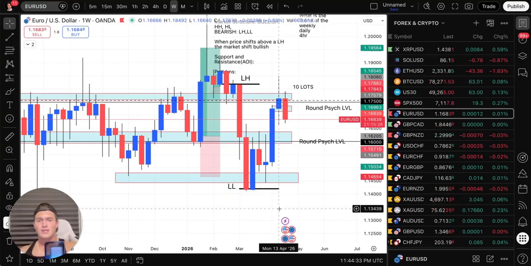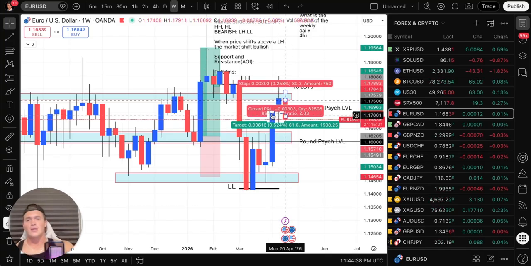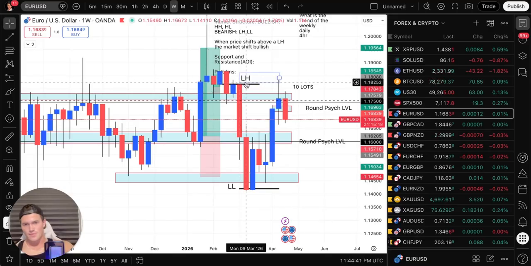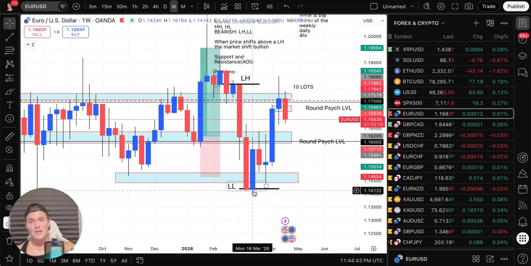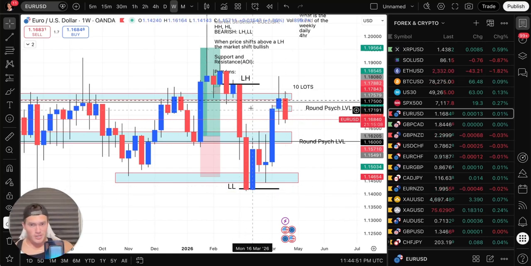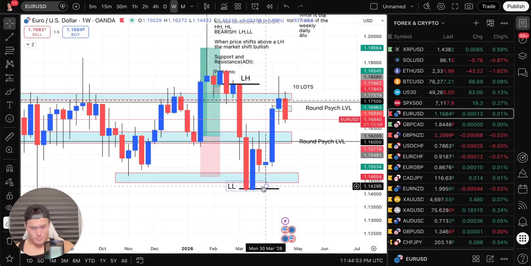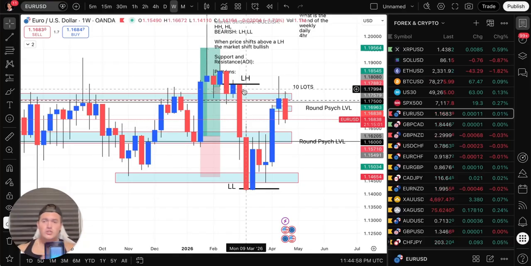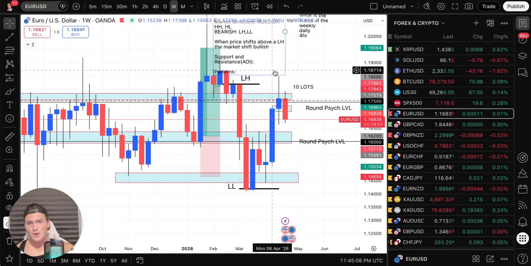So what we would need now for the market to shift bullish again is it would have to shift above the lower high. And if we want a new lower high and a new lower low, the market would need to shift below this lower low. So until it shifts below this elbow or this elbow, it's just market structure. It's just the price. It's just the market doing its thing. Okay, so we are staying bearish until this lower high is broken above.